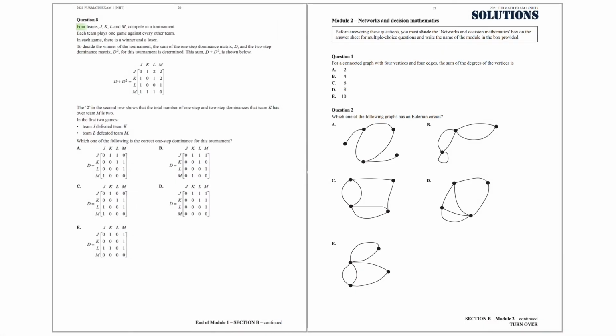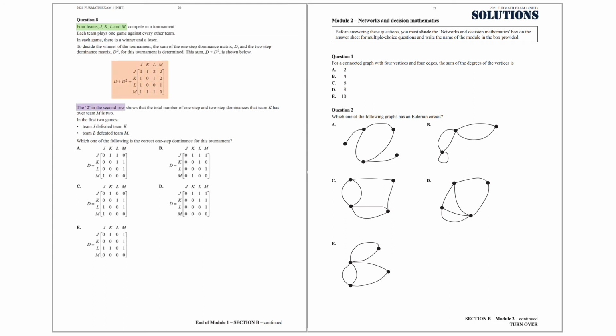Question 8. 4 teams, J, K, L, and M, compete in a tournament. Each team plays one game against every other team. In each game, there is a winner and a loser. To decide the winner of the tournament, the sum of the one-step dominance matrix D and the two-step dominance matrix D squared for this tournament is determined. This sum, D plus D squared, is shown below.